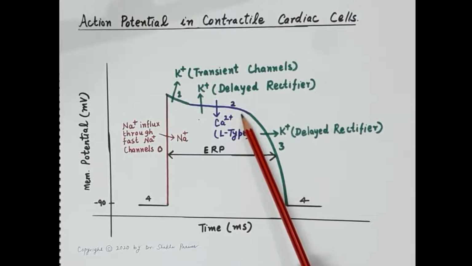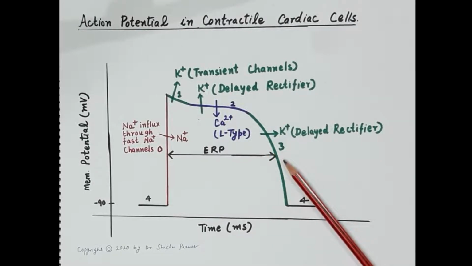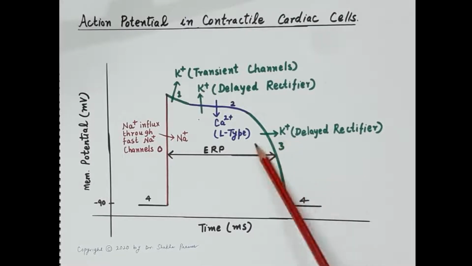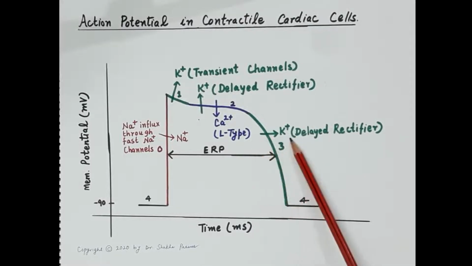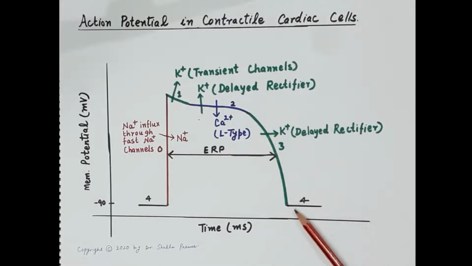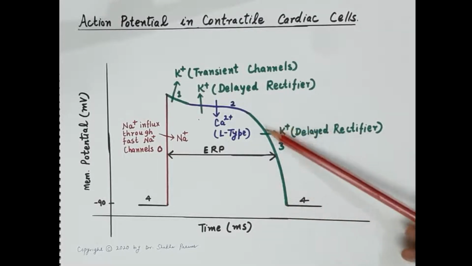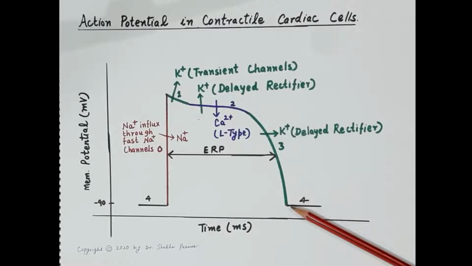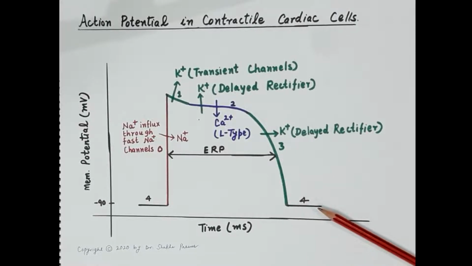Now phase 2, or the plateau phase, is followed by the repolarization phase. Because of the rapid efflux, or movement, of the potassium ions outside the cells, there is a further fall in the membrane potential, and the membrane potential comes back to minus 90 millivolts, that is the resting membrane potential, and this phase is called the phase of repolarization. And this is followed by the resting phase, that is phase 4.